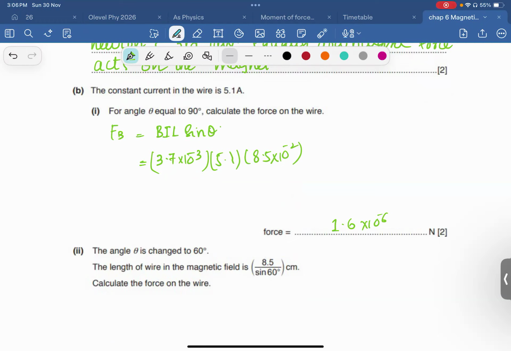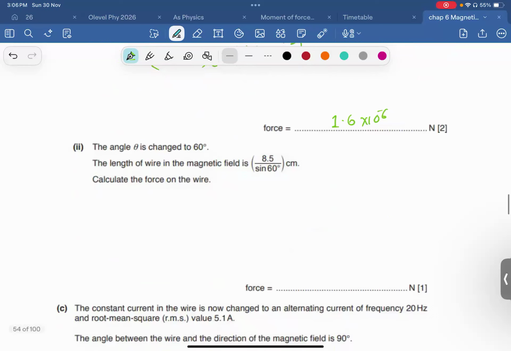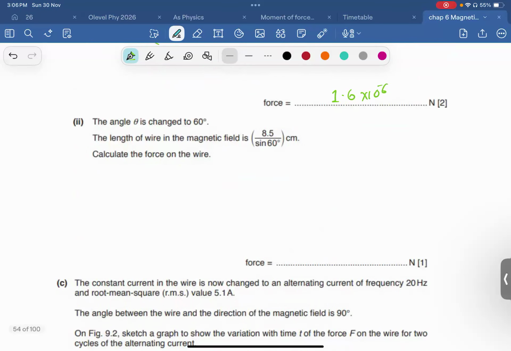The angle theta has changed to 60 degrees. The length of the wire in the magnetic field is 8.5 over sine 60 centimeters. Calculate the force on the wire. Okay, so we know that F equals BIL sine theta, right?